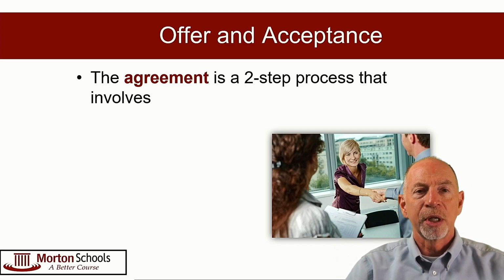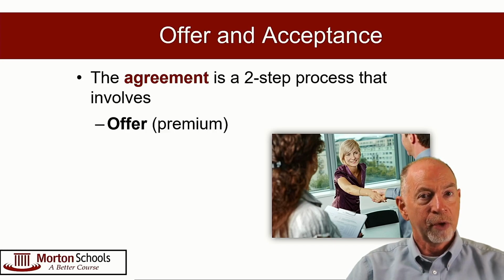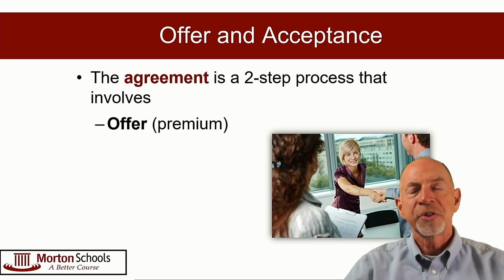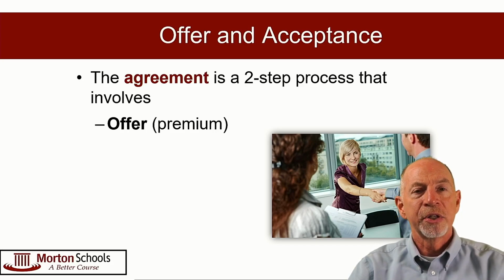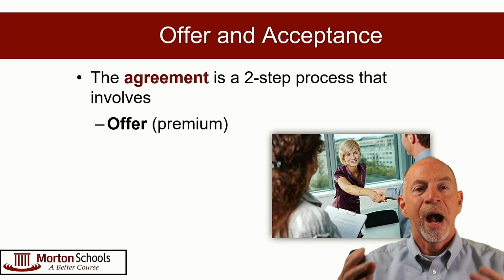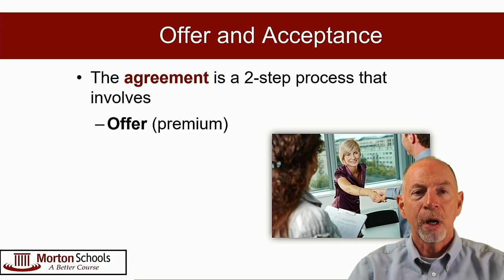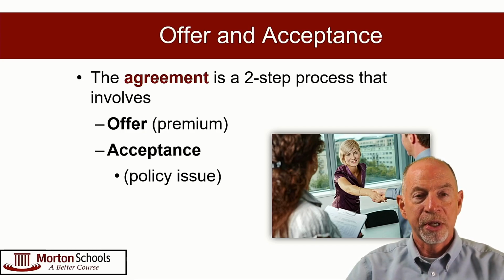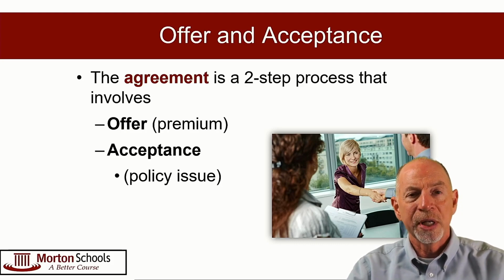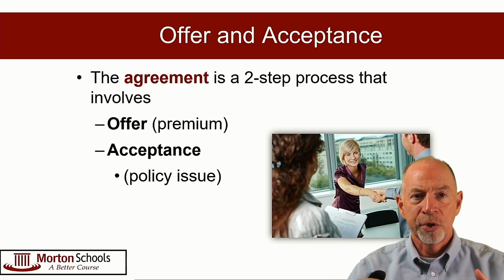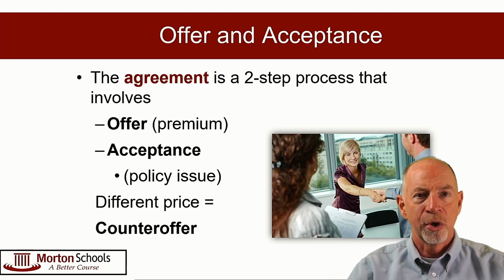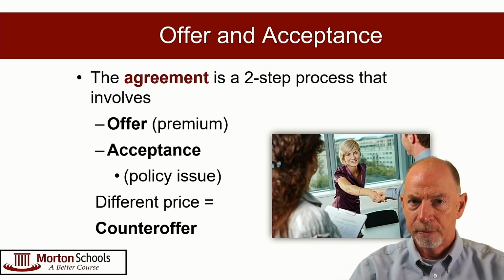So if I get the check from the client on that first appointment, that check for the premium is the offer. Let's say the premium is $100 a month. It's like the client is saying, when they're writing that check for $100, I'm offering to buy this policy for $100 a month. Now, if the insurance company issues the policy, the insurance company is saying, yes, we'll sell you this policy for $100 a month. They're accepting that offer. However, sometimes the policy comes back with a different price or with different terms, and that's what we would call a counteroffer. A counteroffer would be where the policy comes back with a different price or different terms.